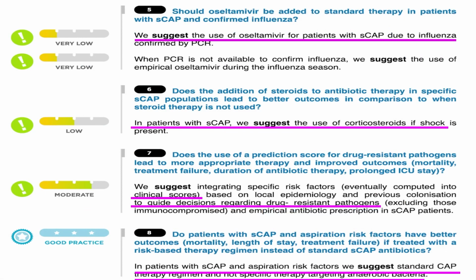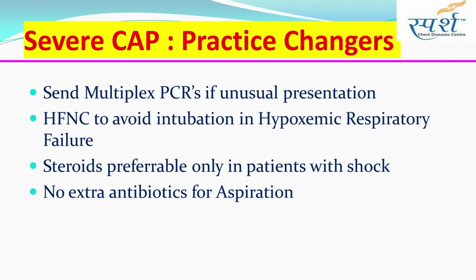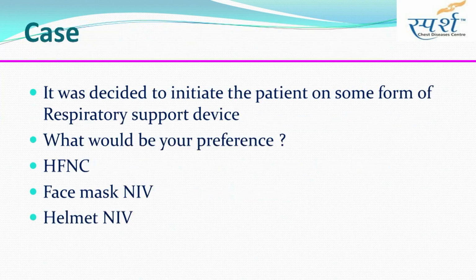And the last bit was, what do we do if we suspect aspiration? Should we change our antibiotics if there is aspiration causing community acquired pneumonia? The answer is no. Most of your antibiotics, whether it is coamoxiclav, ampicillin, fluoroquinolones like moxifloxacin, would have sufficient anaerobic coverage. So no need to add clindamycin, meropenem, just because you have aspiration causing severe pneumonia. So these were the practice changes. Like I said, steroids only in shock and no extra antibiotics for aspiration, and multiplex PCRs if unusual presentation.